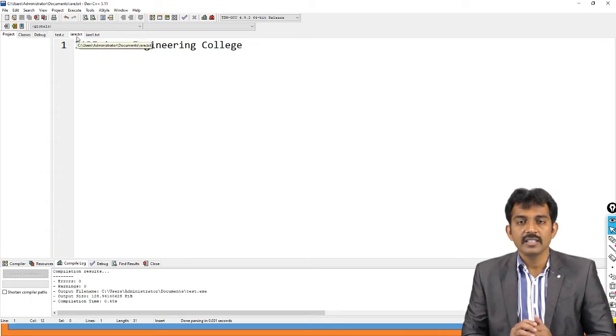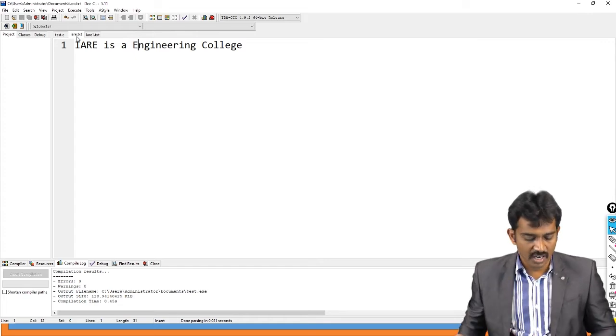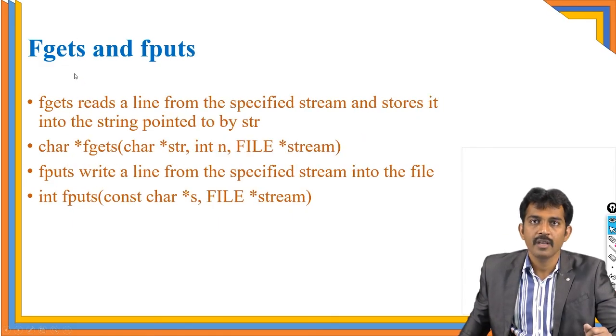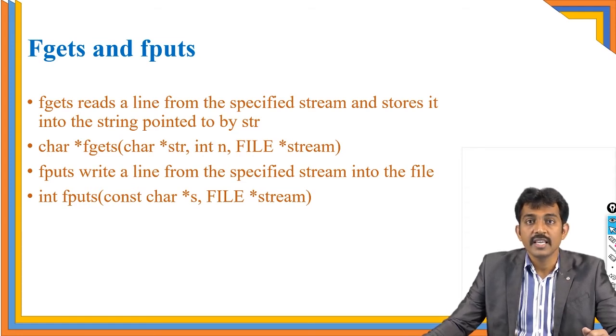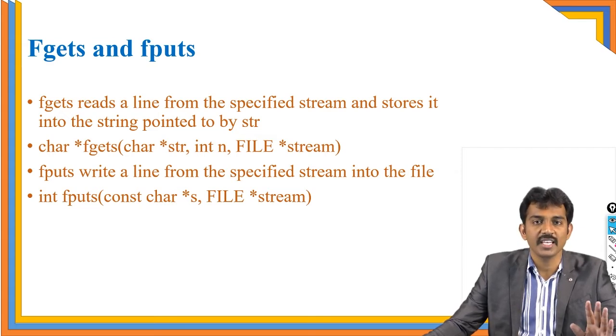Is this clear? This is the purpose of fgetc. You can use it for your own purpose based on the requirements. Is this clear? Now, we'll see the next kind of file IO functions, fgets and fputs. See, fgets is a function used to read a string from the input. And fputs is a function that is going to write data into the file. That is the difference. Please note this.